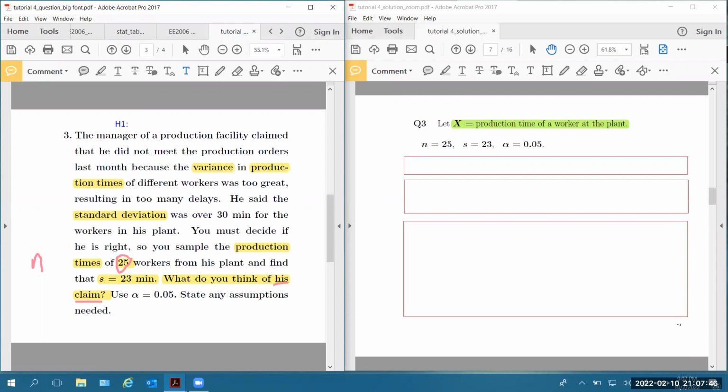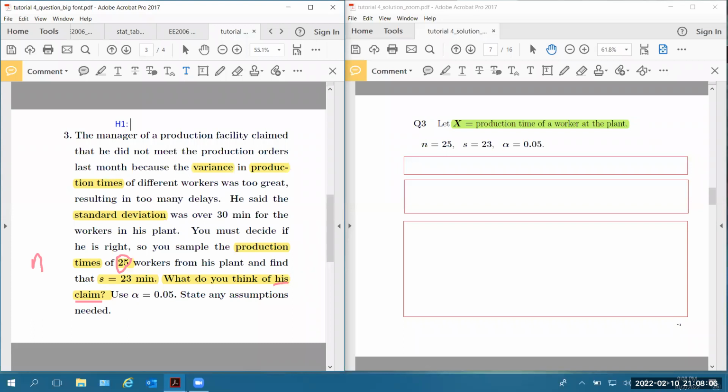He did not meet the production orders last month. Yeah, I know he did not meet. But that's not 50 minutes for work. Is it the standard deviation? He did not meet the production order last month. That's not his claim. That one is a fact.